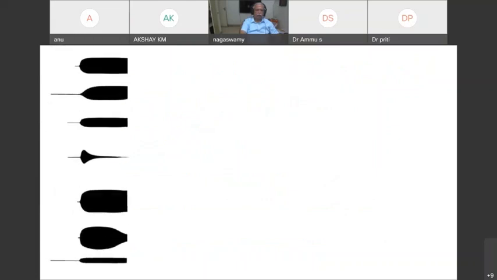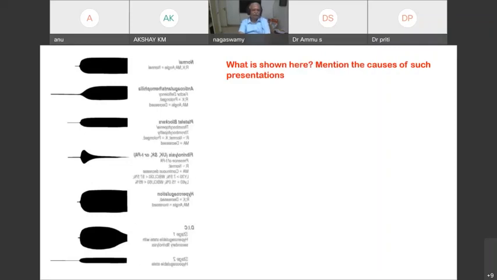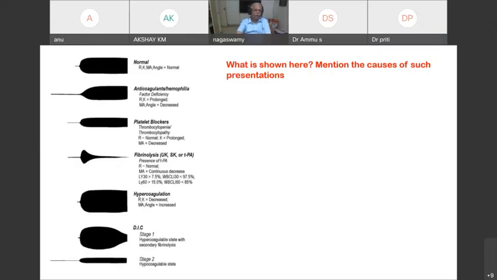Can you identify what is being shown here? Thromboelastography. Let's check the causes of such presentations. So these are various pictures. This is a normal thromboelastograph. In this one, the initiation of clotting is taking a longer time, so the patient may be on anticoagulants, or there may be a hemophiliac patient.